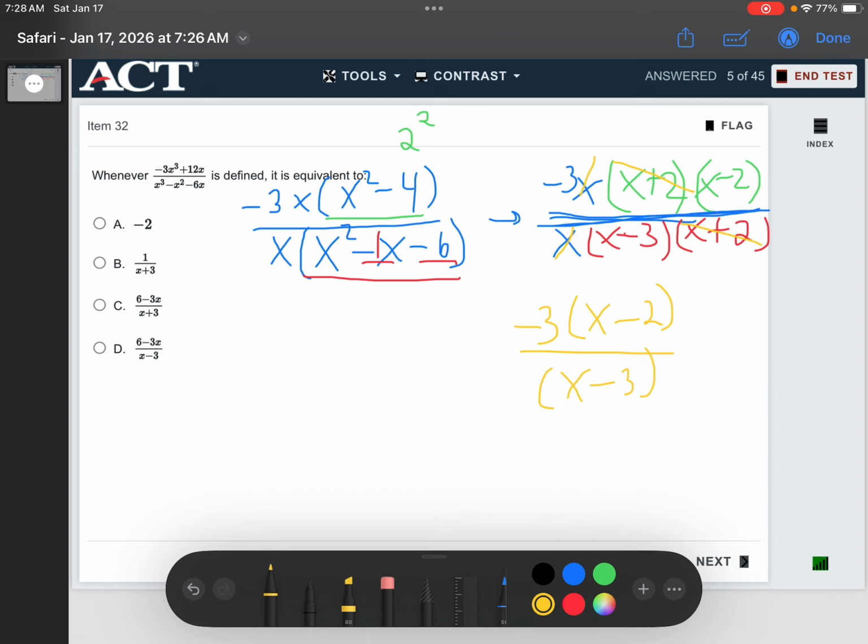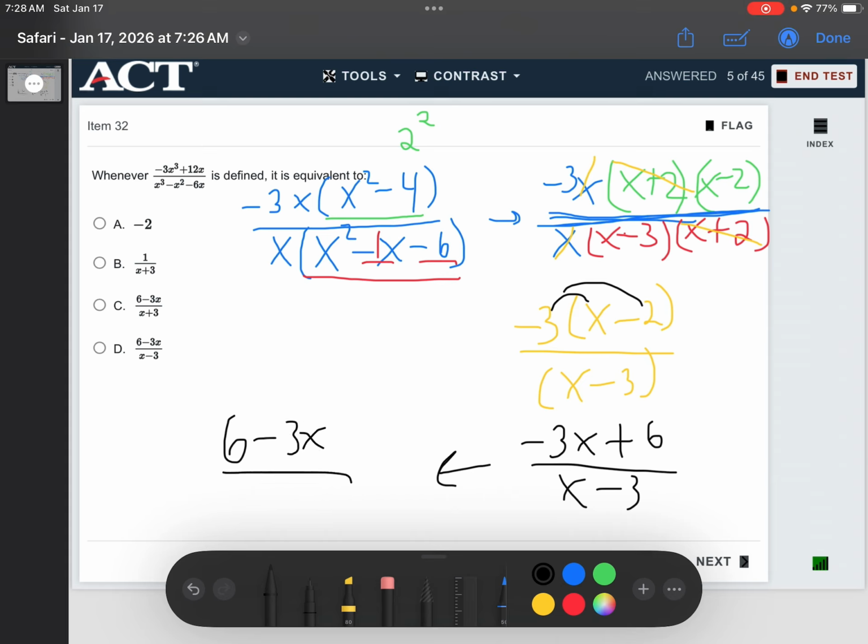Looks like that's what answer choice A is trying to fool you into believing, right? Is canceling those two pieces. But actually, I don't see this answer choice over there. That's because they redid the distribution here. So they got negative 3x plus 6 all over x minus 3. And then they actually even wrote the constant first, right? So kind of all over the place here. 6 minus 3x all over x minus 3.